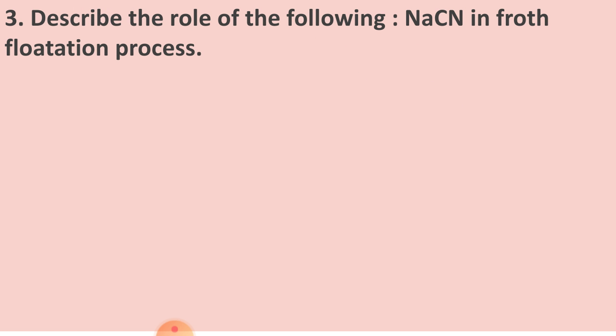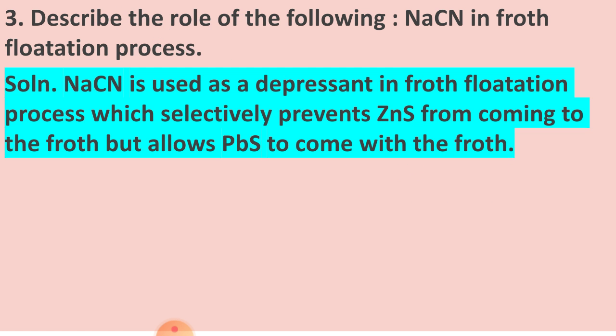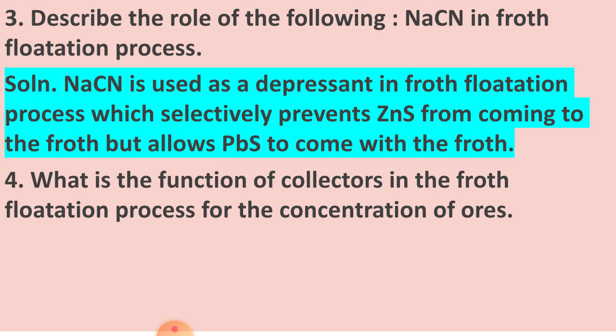Now the third question, describe the role of NaCN in the froth flotation process. This is also very important. NaCN works as a depressant. So the answer is: NaCN is used as a depressant in the froth flotation process, which selectively prevents ZnS from coming to the froth but allows PbS to come with the froth. By this way you have to write the answer to the given question.